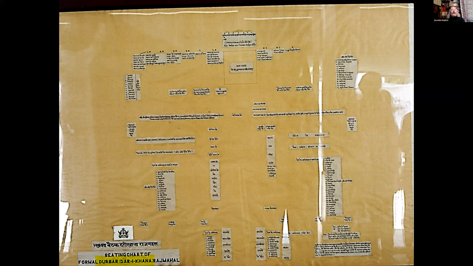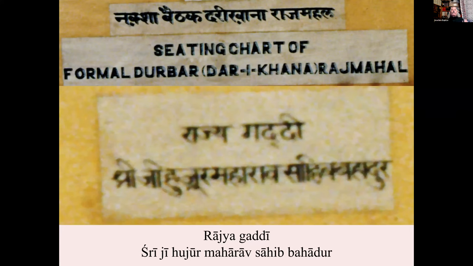You cannot just enter the Darihana Hall and take a seat wherever you want. This has to do with your social rank. Here again, in large seating chart form, the Darbar or Darihana in the Rajmahal. In the center is the Raj Gadi. See here, Gadi, this word means throne, is written with double D in English, though mostly written only with one D.